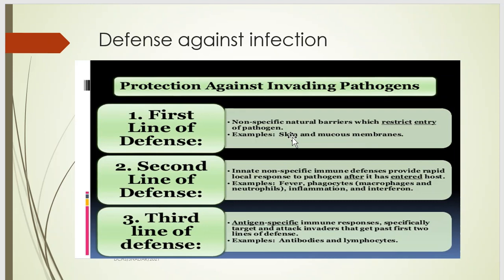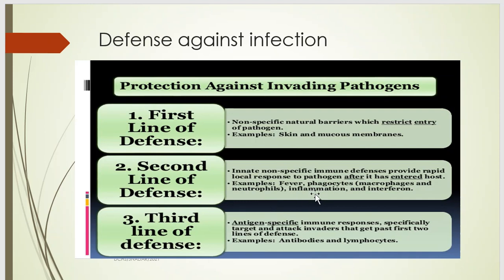The second line of defense is more towards the specific immune response. If bacteria enter into our body, our body immediately recognizes it and elevates the temperature. That's called a fever. Also the body's white blood cells, which we call phagocytes, come in. There are two types given here: macrophages and neutrophils. They just come and catch the pathogens and eat them. So they are a little bit more specific.